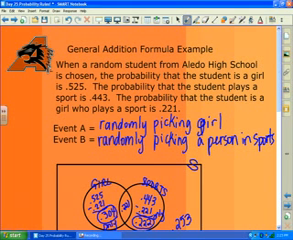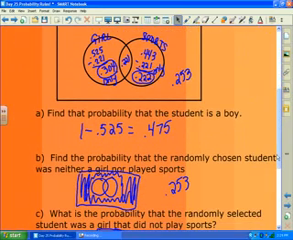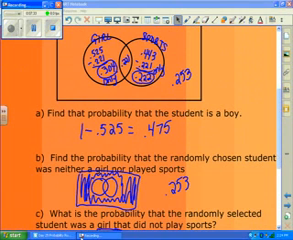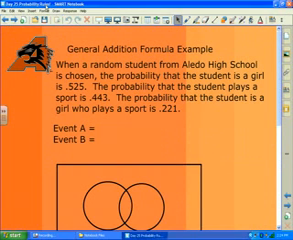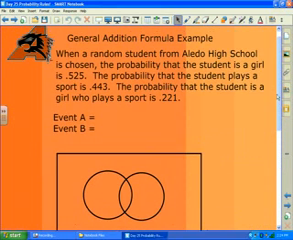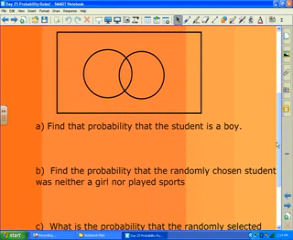Okay. So I think it would be helpful to see where the overlap is. And I do not want all that there. Let me go ahead and... Okay. Yeah, we won't worry about that. All right, so here is our sample space of all Aledo High School.